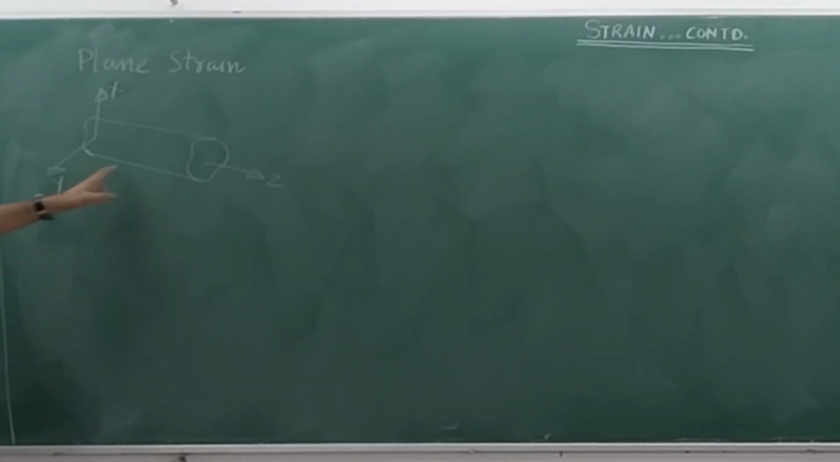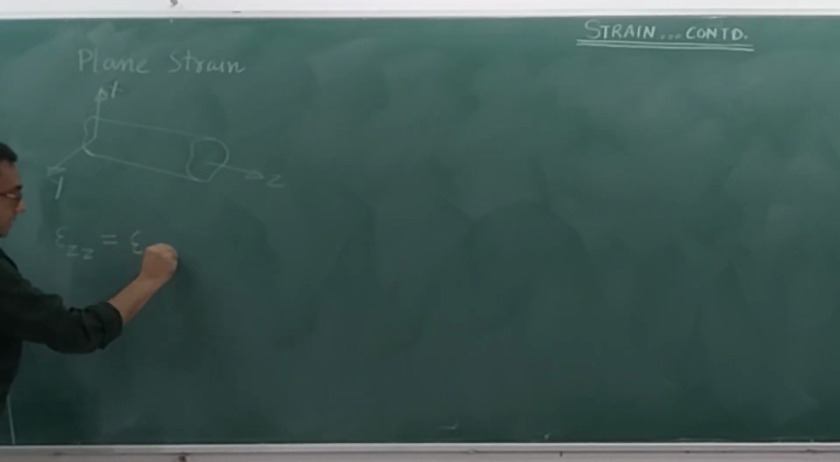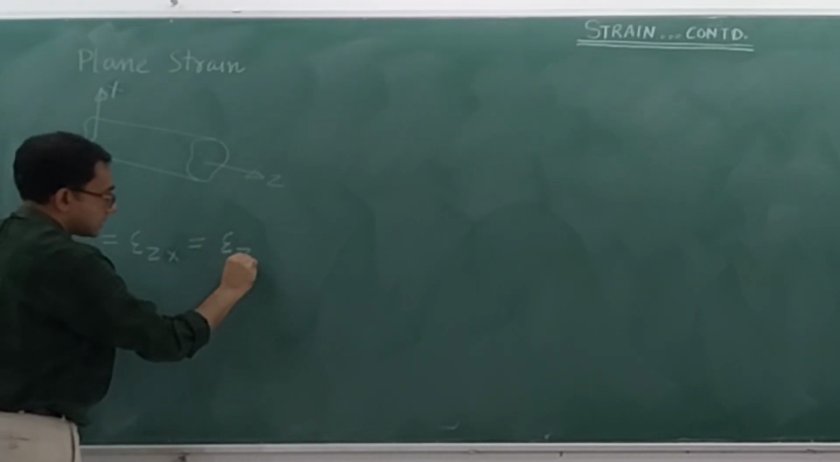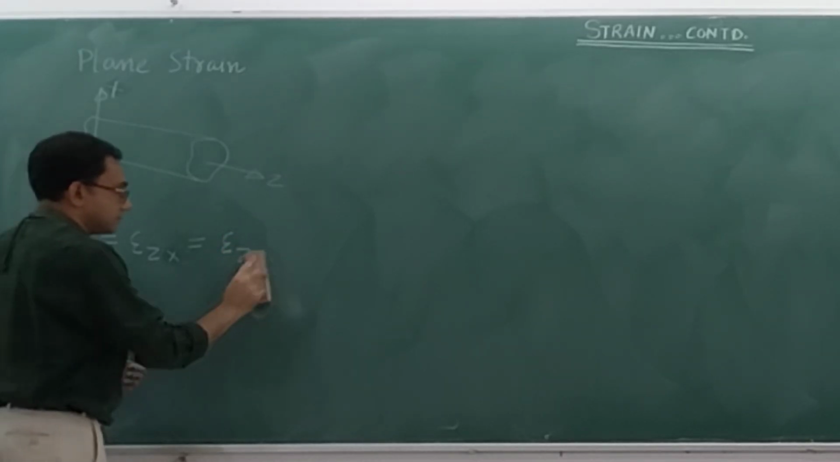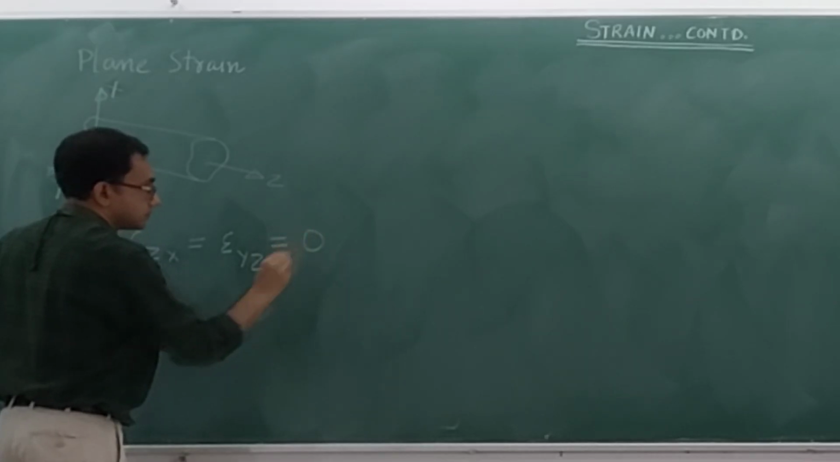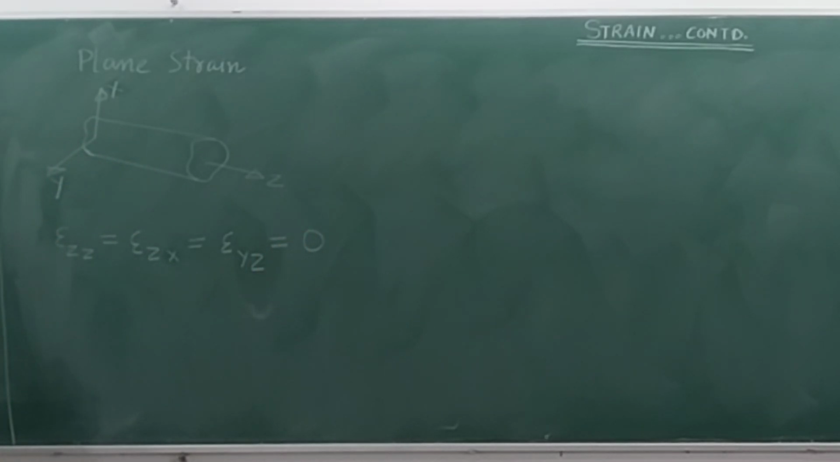Along the z, there will be no variation. There will be no load along the z direction. There will be other conditions also which you don't need to worry about. The ultimate mathematical implication of this situation is that you are going to have epsilon zz equal to epsilon zx equal to epsilon zy or yz equal to 0. That's it.